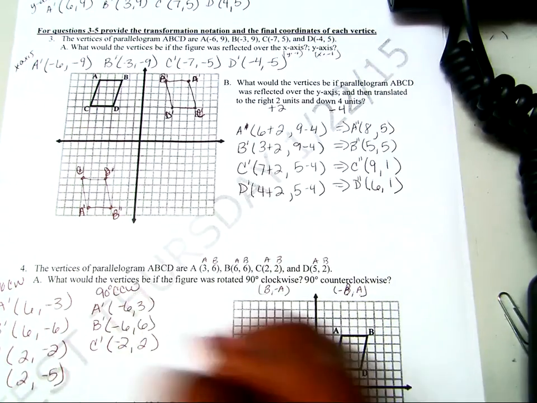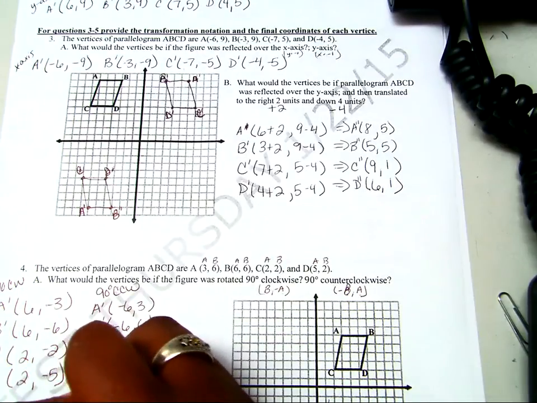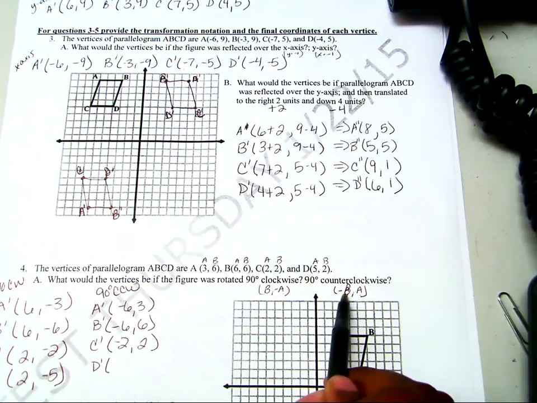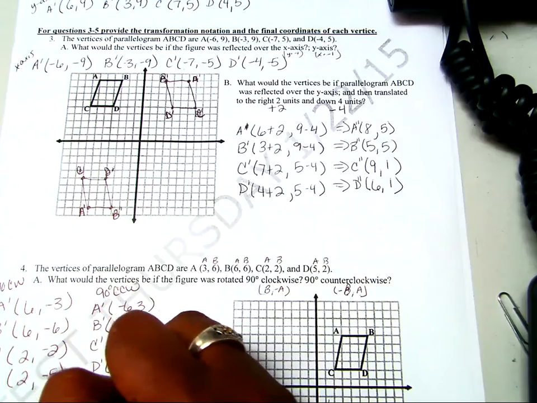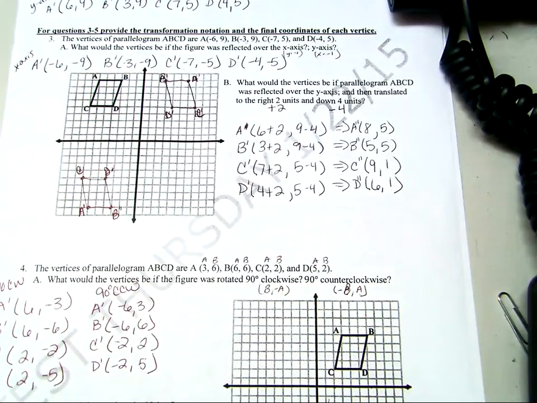I'm going kind of fast because I don't want you to spend all day watching me. I want you to practice, so pause this as you need. Take your time with this. I don't want you to make simple mistakes. And D prime, I need the opposite of my B, which is negative 2, and my original A, which is 5. All right?